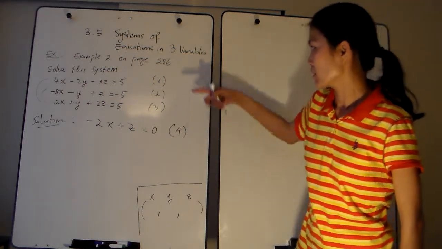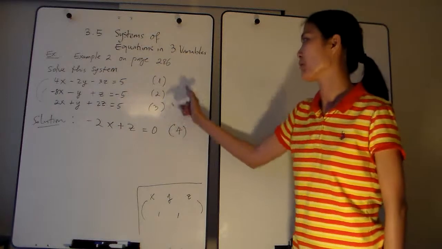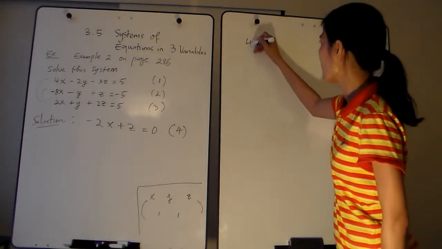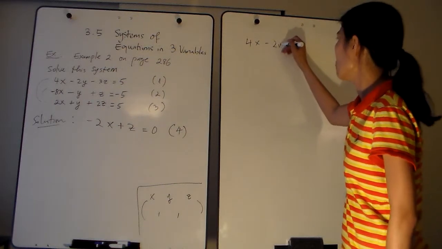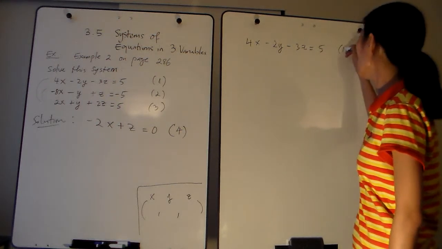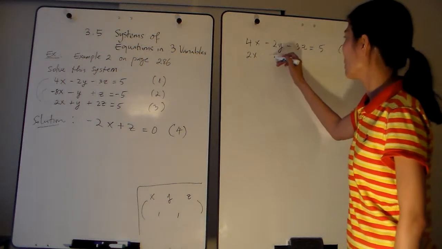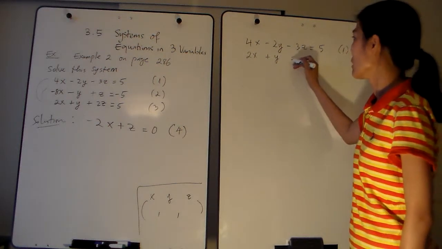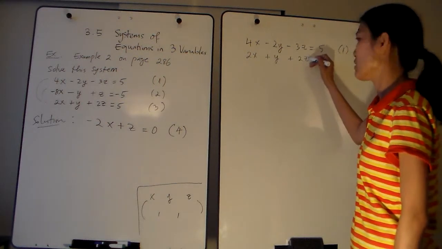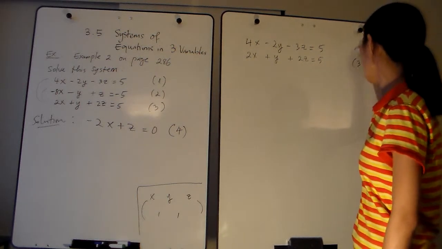And I'll focus on the first and the third equation now. 4x subtract 2y minus 3z equal to 5, equation 1. Equation 3 is 2x plus y plus 2z equal to 5. And this is equation 3. Let me move this here.